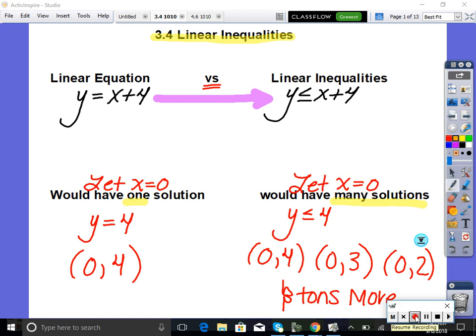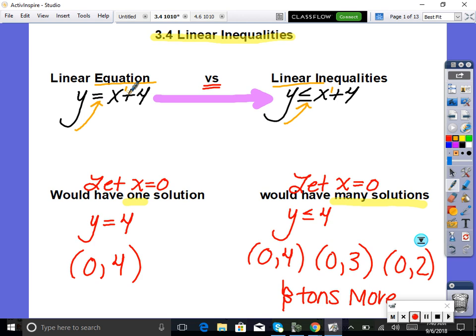On the video here, this is an example of a linear equation. Remember, an equation has an equal sign. We've seen this year inequalities, but not linear inequalities. What makes it a linear inequality is its degree 1.